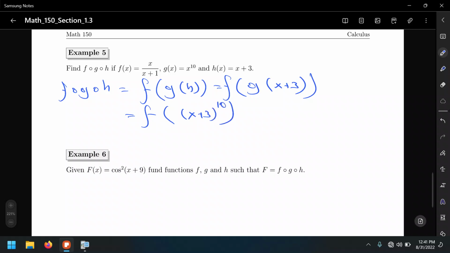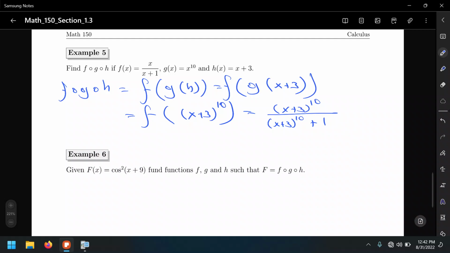And now the last piece of composition is the function f. That means the function f will be evaluated at x plus 3, which means wherever we see the letter x in the function f, we will plug in x plus 3. That is x plus 3 to the 10th power over x plus 3 to the 10th plus 1. So that'll be the new composite function.